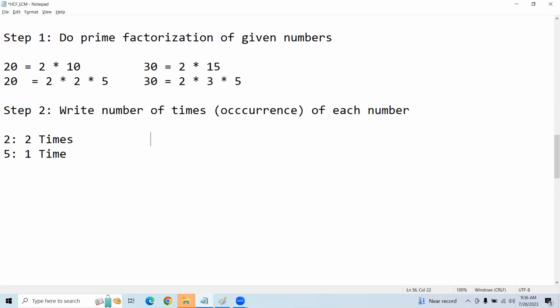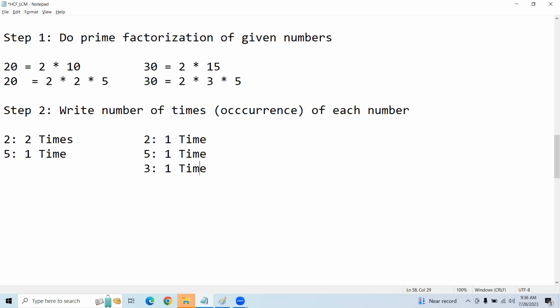And on the right hand side, we will see 2 is how many times? 1 time. 3 is how many times? 1 time. It is better that you write 5 in front of 5 so that comparison will become easy for you. 5 is 1 time and 3 is again 1 time.